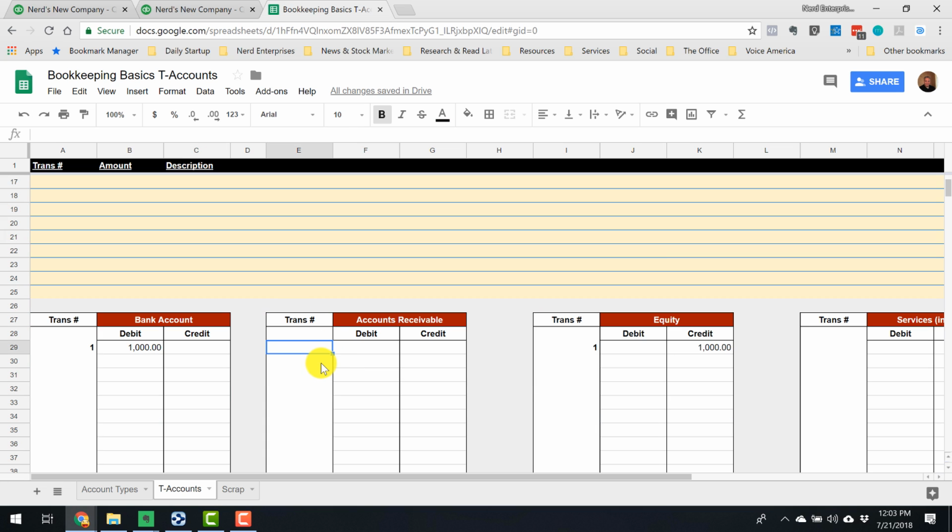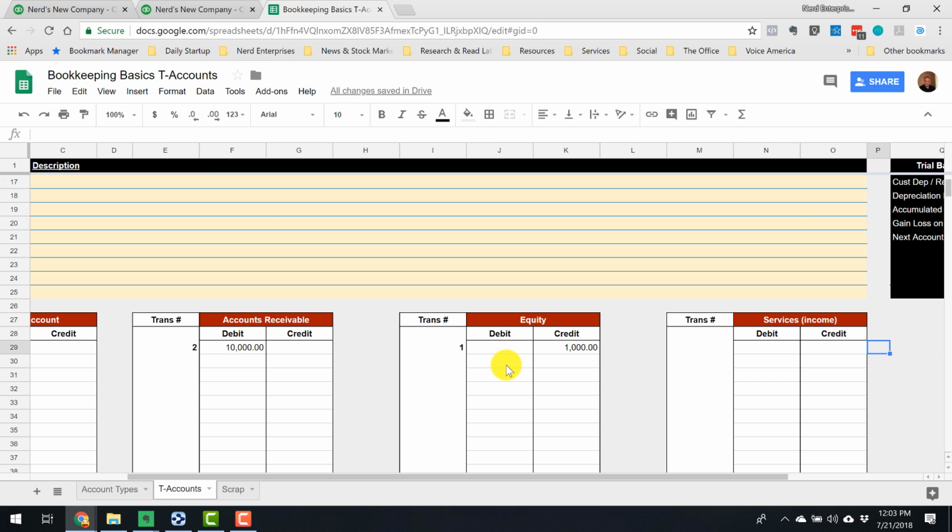Here's accounts receivable, transaction number 2, 10,000. On the debit side, debits increase assets. I'm increasing accounts receivable, right? And then I need some kind of services or income account. Look at that. It's right here. How handy.